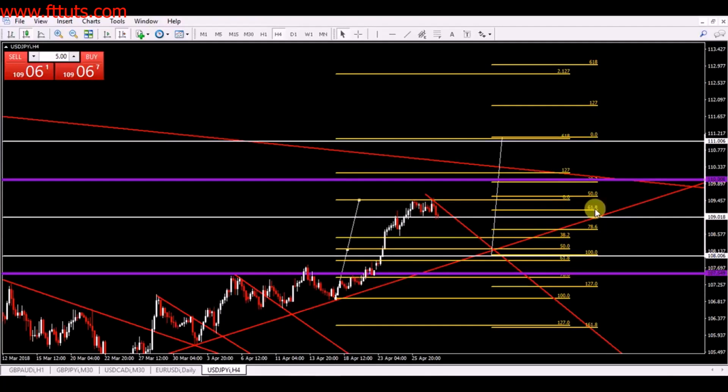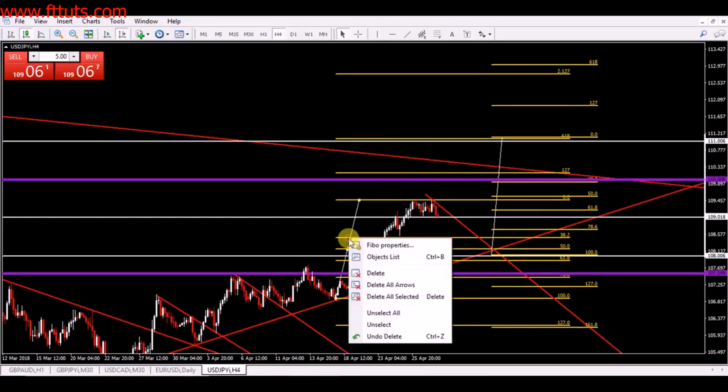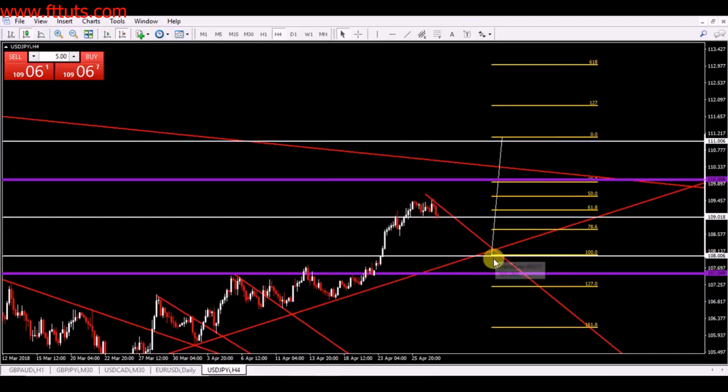Support at what? The 61.8. At what else? Whole number of 109.000. What else? This ascending trend line here, to help it also be respected and find further upside. And what is that extension at that point? So we would have A, B, C potentially, and if that 61.8 area is respected, then we can expect a 61.8 extension to be hit.